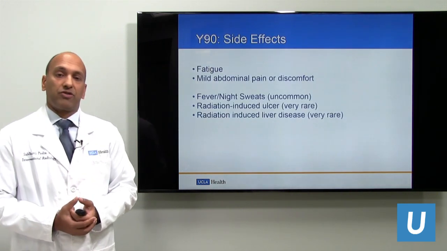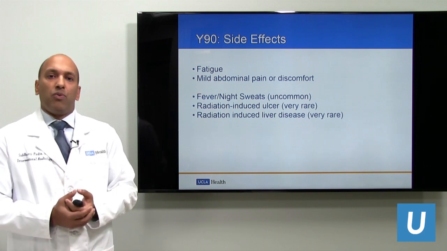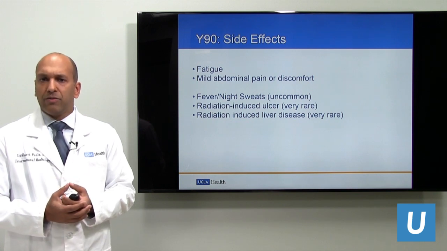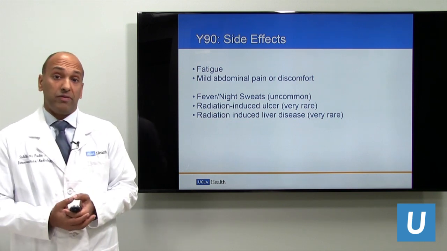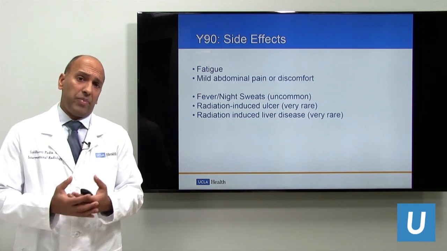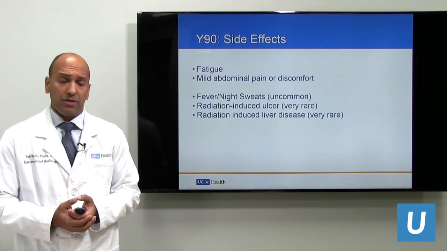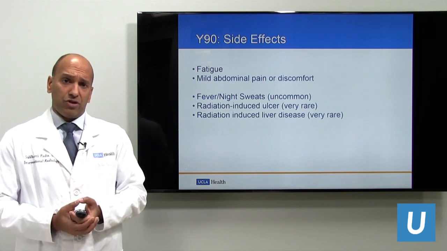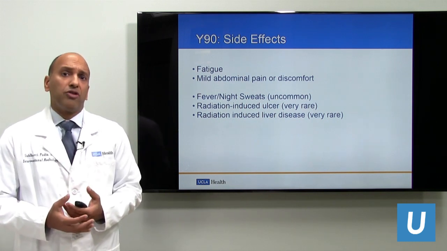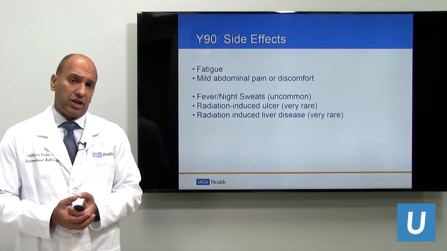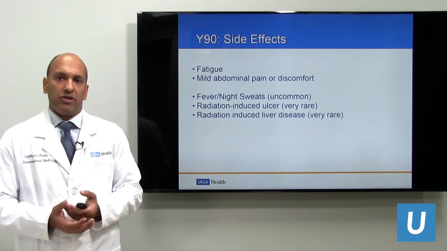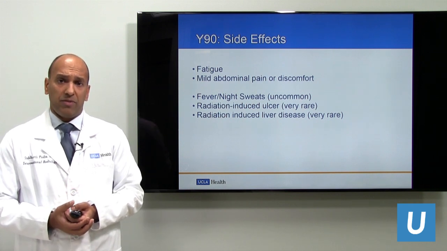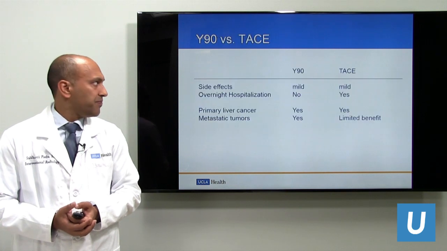Now, there are some side effects from this procedure as well. Most people will feel some degree of fatigue. The fatigue is generally mild, but it can last for anywhere up to 2 to even 4 weeks. People will return back to their normal energy level after about a month. Some people will get some mild abdominal pain or discomfort, which usually lasts for 1 or 2 days, and then it goes away. There are some more uncommon side effects, such as getting an ulcer or getting liver failure. These are extraordinarily rare, occurring in well less than 1% of people who get treated with this technology.